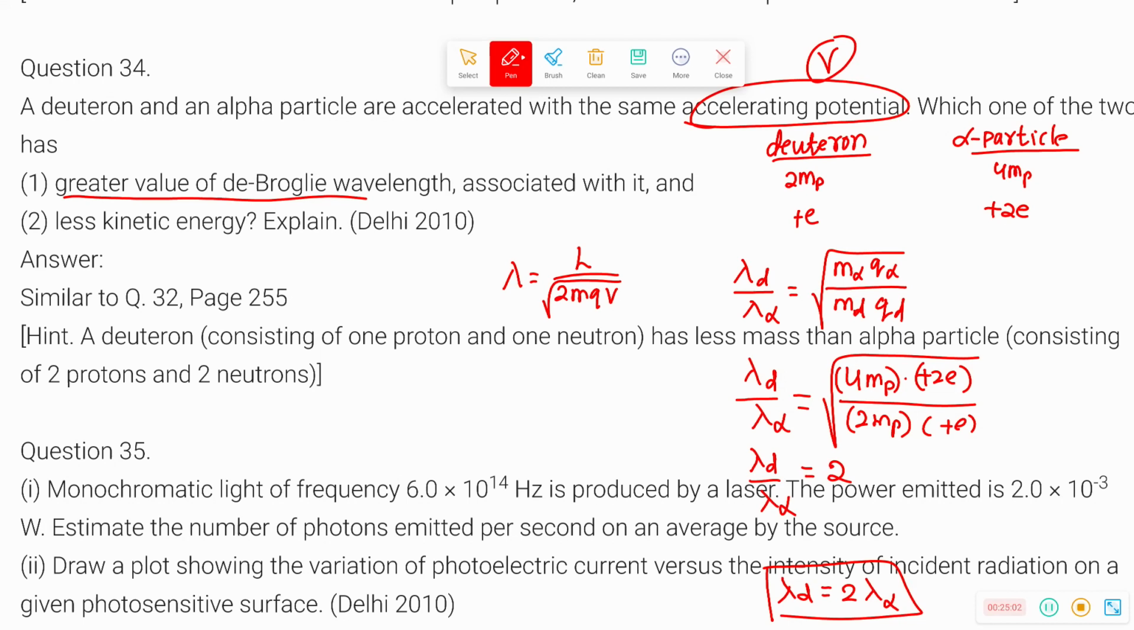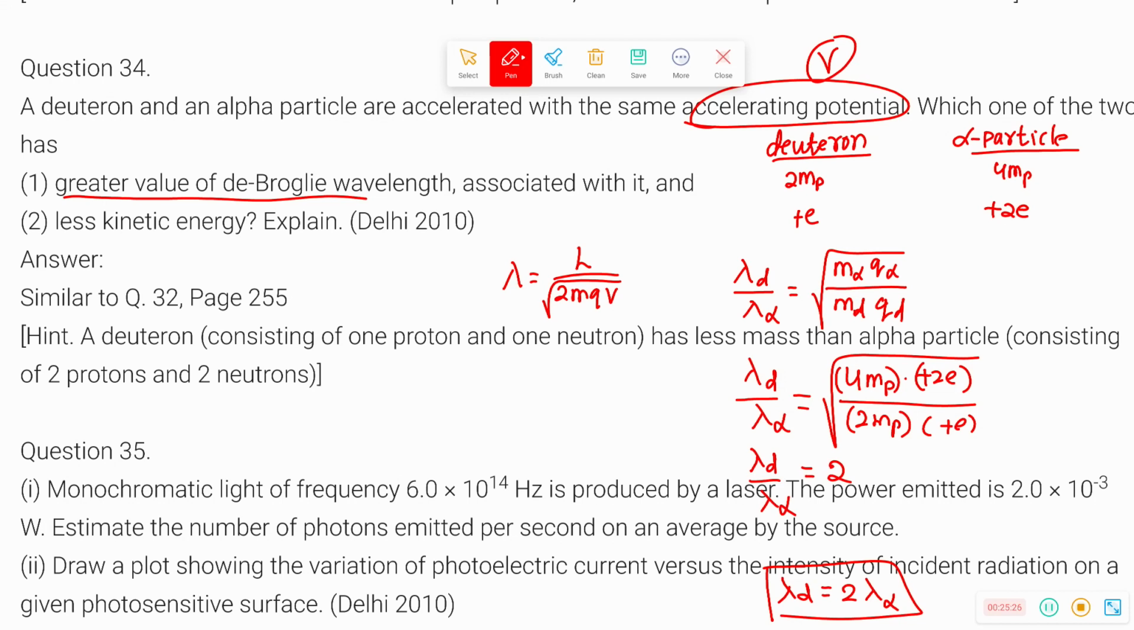Are you getting it or not? Okay, you can write the detailed answer yourself. So I took deuteron by alpha. So this v will cancel, 2 also will cancel. So m alpha q alpha by m d q d.